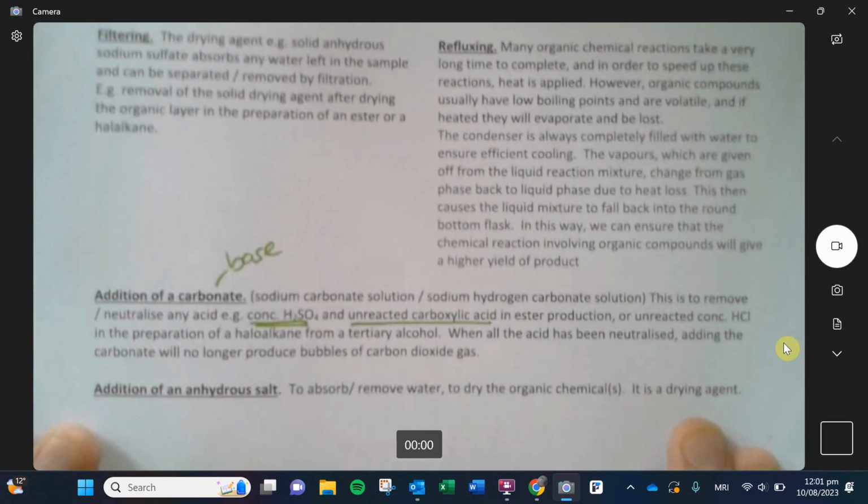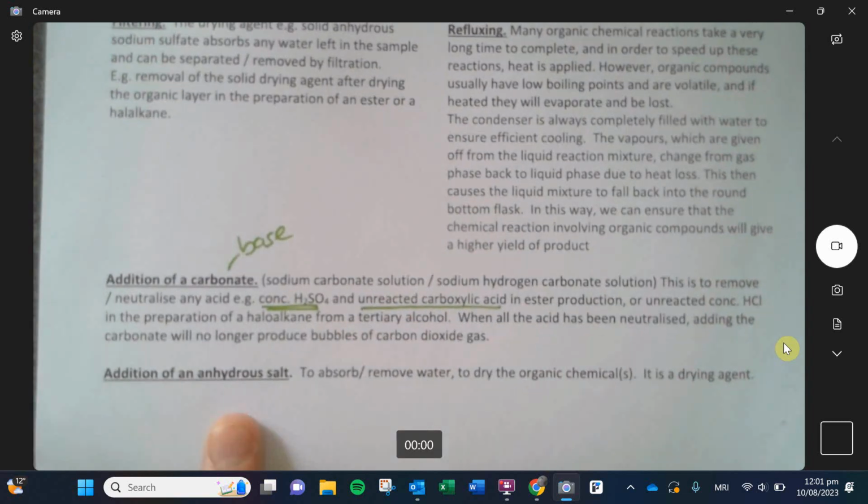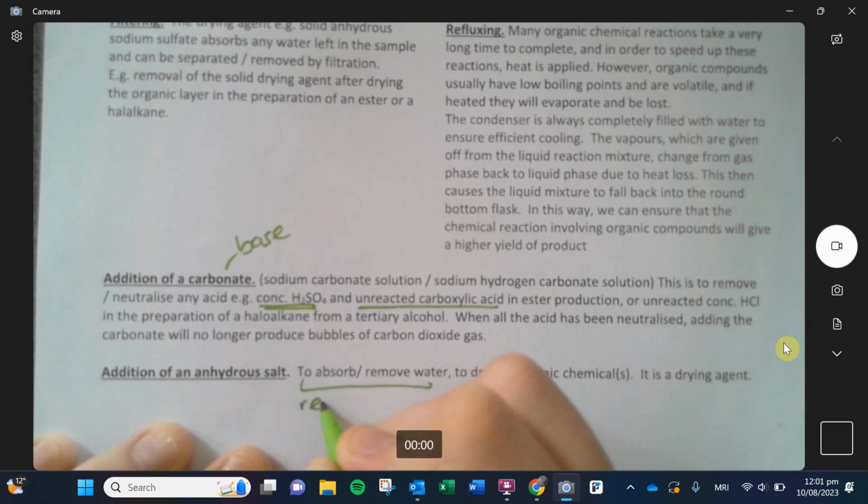The other thing you might want to do is add the anhydrous salt. This is important because it removes or absorbs water. So it's really important if we have water as a byproduct.